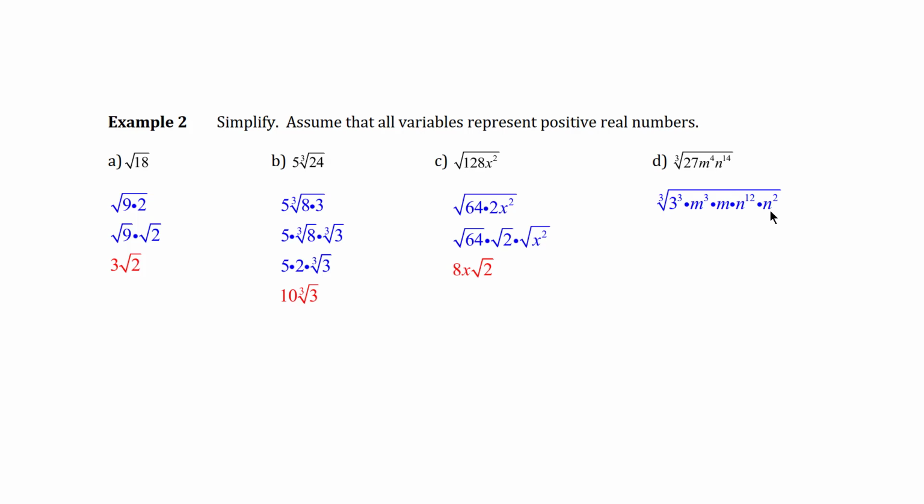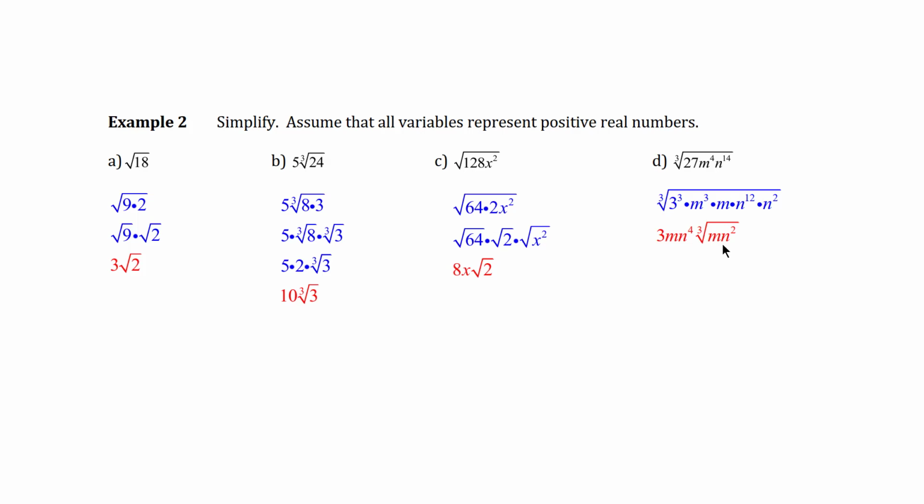Next, we just take the cube root of each term under the radical. So the cube root of 3 cubed is 3, the cube root of m cubed is m, the cube root of n to the 12th power is n to the 4th power, and then everything else will stay under the radical. So we bring down the cube root of m times n squared. Our final answer will be 3m n to the 4th power cube root of mn squared.